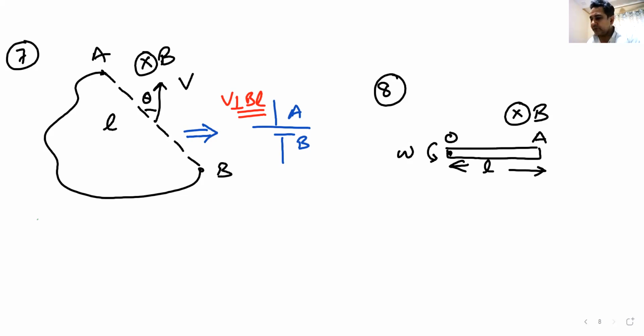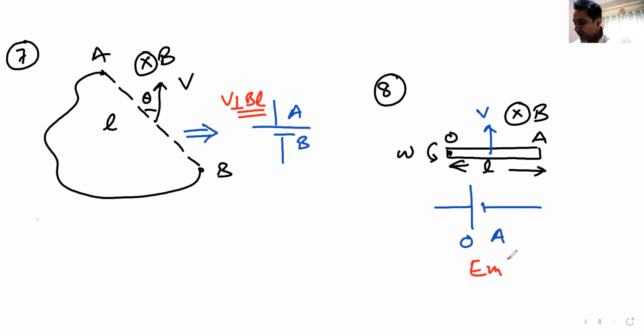Yes, sir. So you remember this result. What is the result of this? Now see, if I look at any point, the velocity will be like this, right? So V cross B, V cross B. So which is at a higher potential? O is at a higher potential and A is at a lower potential. Got my point? Yes, sir. Induced EMF is half B omega L square. Got it? Let's remember this.